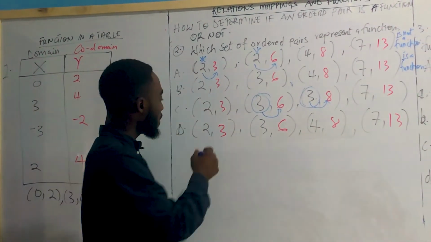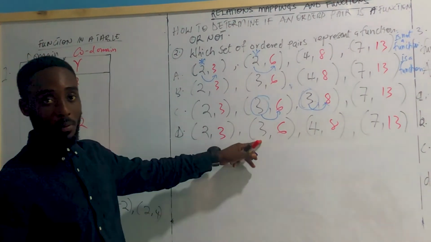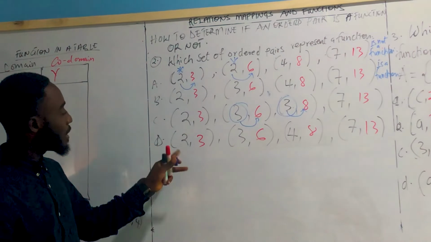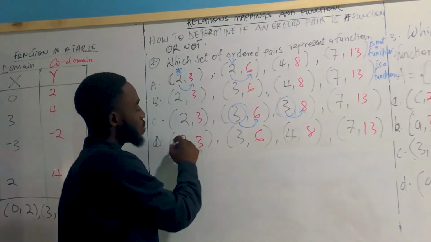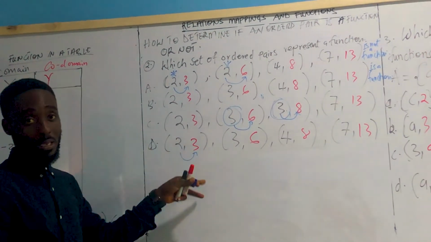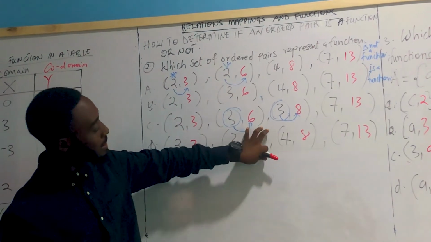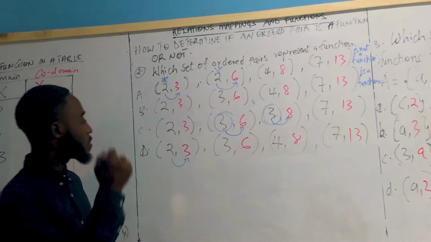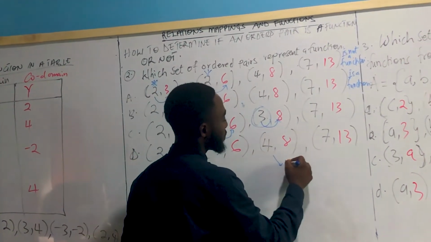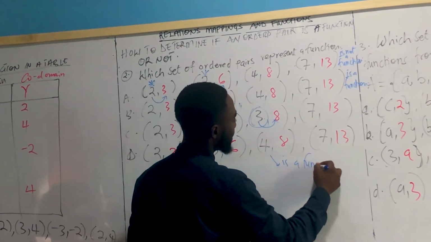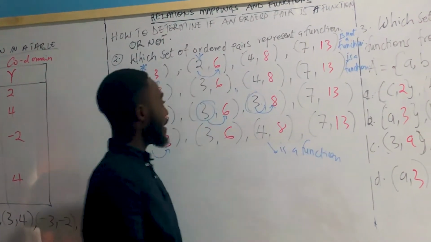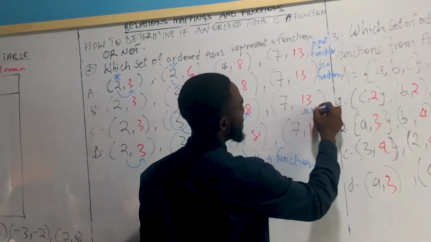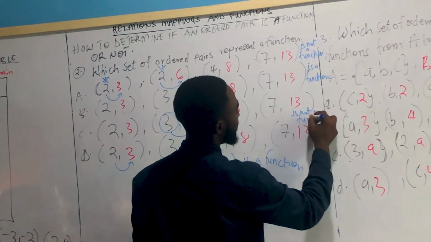Now let's see this other one. 2 maps to 3, 3 maps to 6, 4 maps to 8, 7 maps to 13. You can see every x member is unique. 2 is exclusive to 3, and 3 is exclusive to 6. So they are all well lined up. So the fourth one is a function, and the third question, which is C, is not a function.